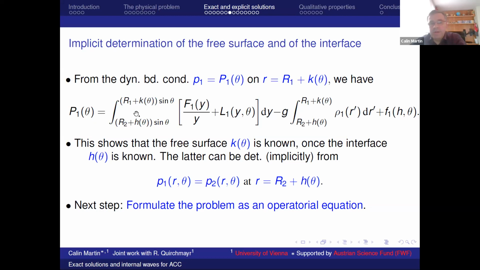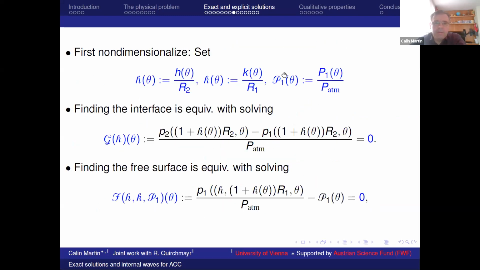Right? Implicitly, yeah. But nevertheless, the interface can be determined by looking at the balance of forces at the interface. So it requires that the two pressures are equal along the interface. In order to do this in a mathematical way, we formulate this as an operatorial equation. And to do so, we want to non-dimensionalize first.